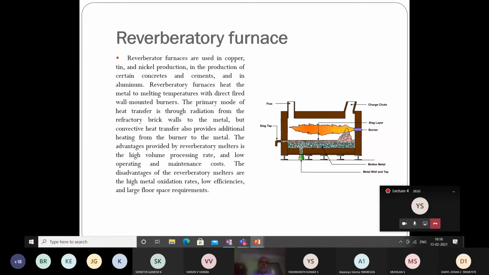Here the mode of heat transfer is through radiation as well as convection. So these are the two modes of transfer, radiation and convection. The advantage of the reverberatory furnace is a high volume processing rate. Very quickly we can do it, because for the cupola furnace the setting up and other things take time. Here you just switch on the burner, the volume processing rate is very high, and generally the maintenance and operating cost is very less. The disadvantage is that oxidation is a problem here.